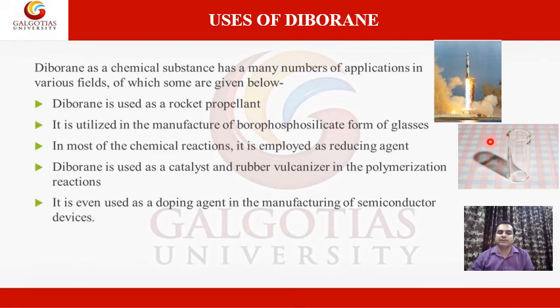In many chemical reactions, it can also be utilized as a reducing agent, and also as a catalyst and rubber vulcanizer in polymerization reactions. And it is also utilized as a doping agent in the manufacturing of various semiconductor devices. So these are some of the uses of diborane in different areas.